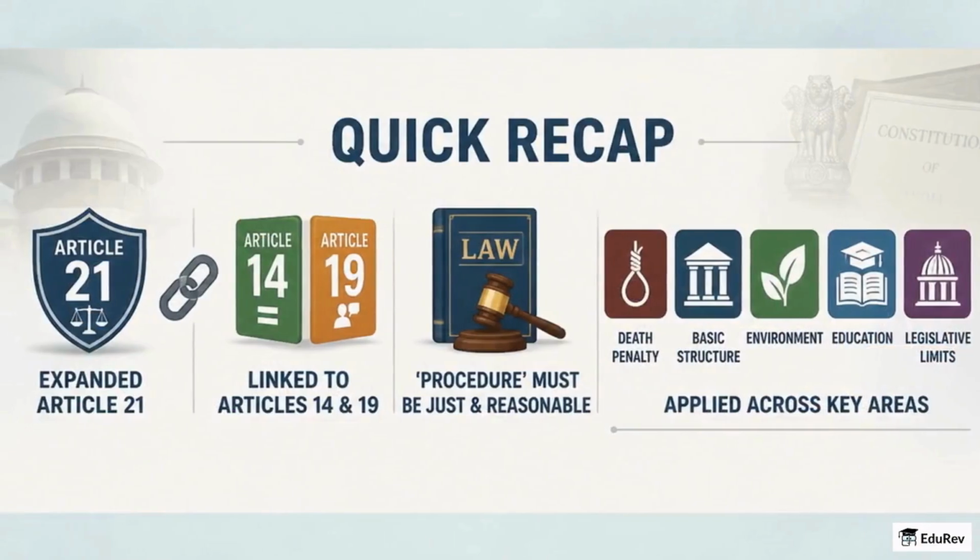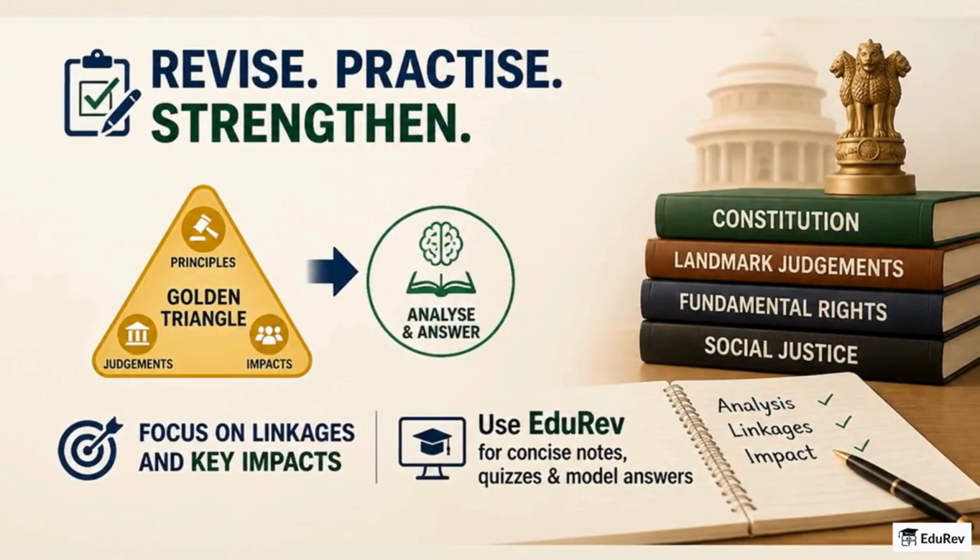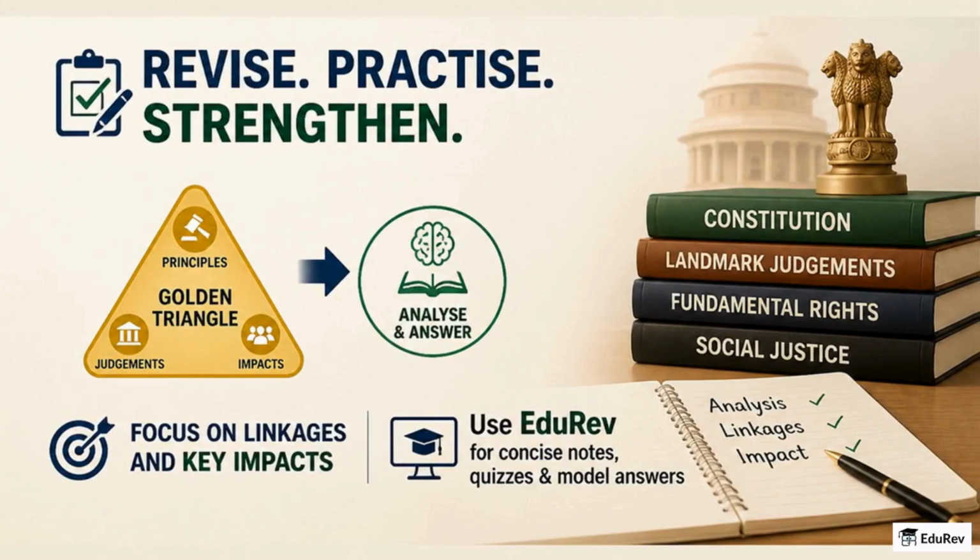Quick recap. Maneka Gandhi broadened Article 21 and tied it to Articles 14 and 19. Procedure must be just and reasonable. And subsequent cases applied these ideas across death penalty, basic structure, environment, education, and legislative limits. Keep revising these linkages and practice answer writing around the golden triangle and key impacts.